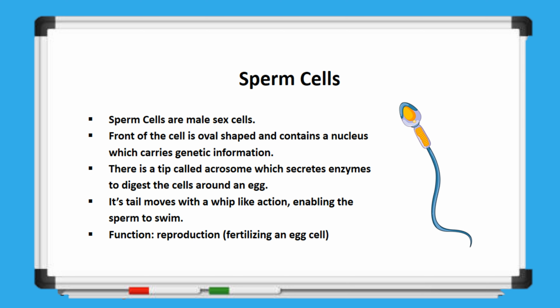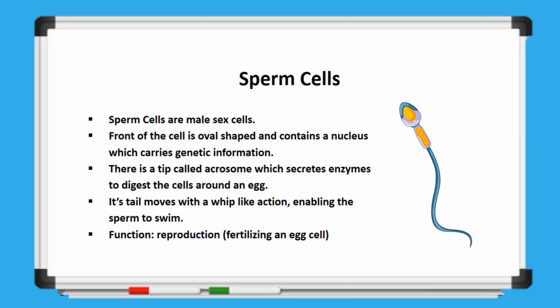Sperm cells are male reproductive cells specialized for fertilization. The oval head contains the nucleus with genetic material, DNA, while the acrosome at the tip releases enzymes to help the sperm penetrate the egg. The tail, flagellum, moves in a whip-like motion, propelling the sperm toward the egg. Sperm's primary function is reproduction, and their structure, head, acrosome, and tail, ensures successful fertilization, playing a vital role in life continuation.